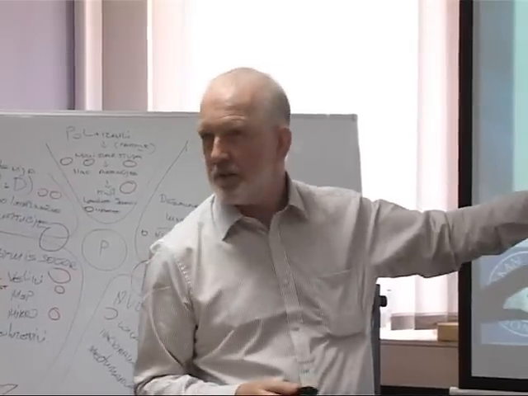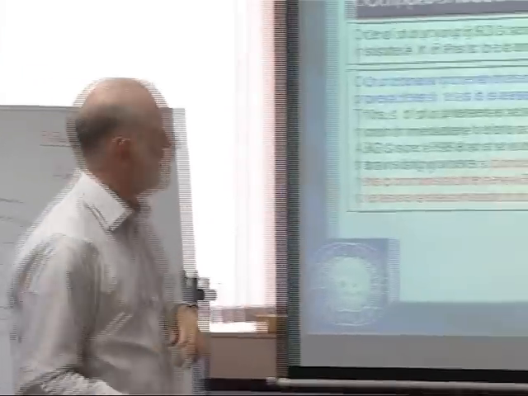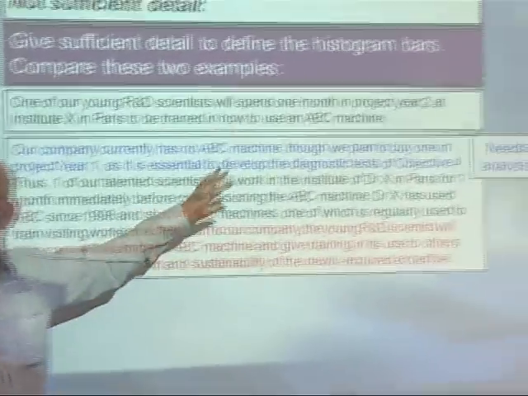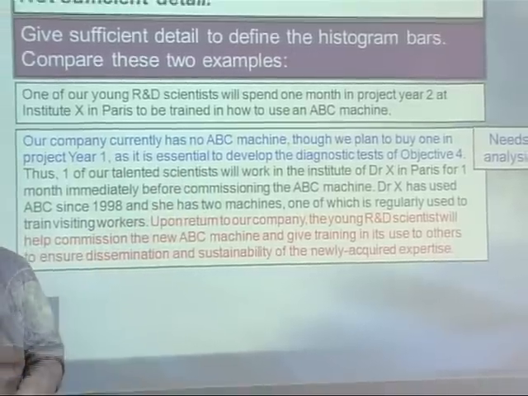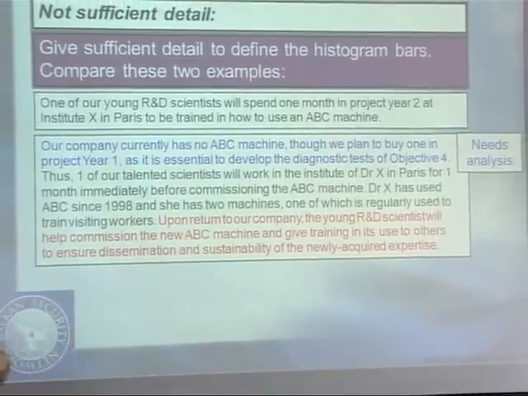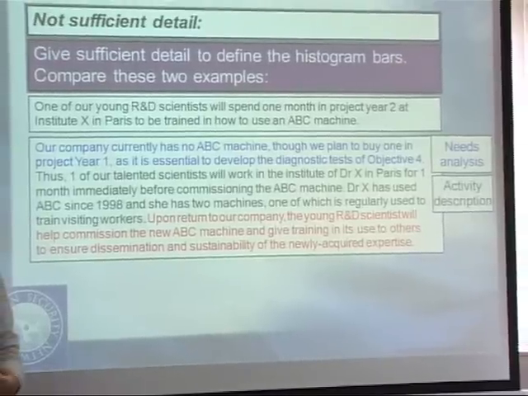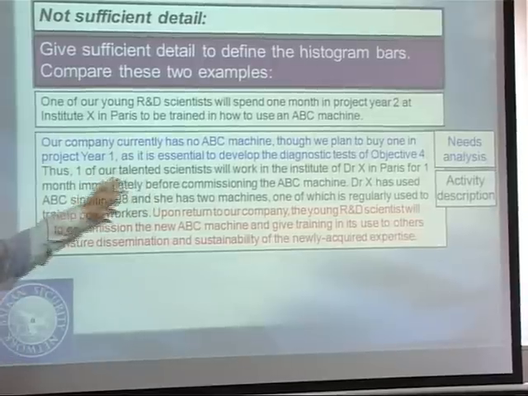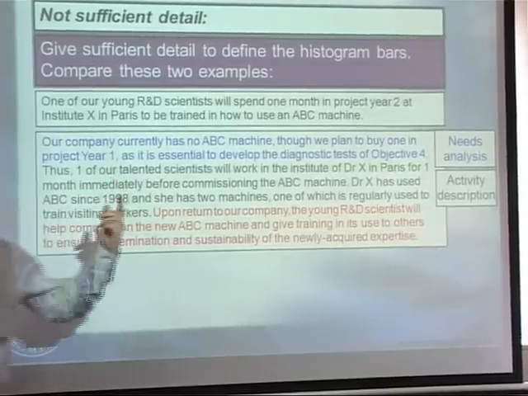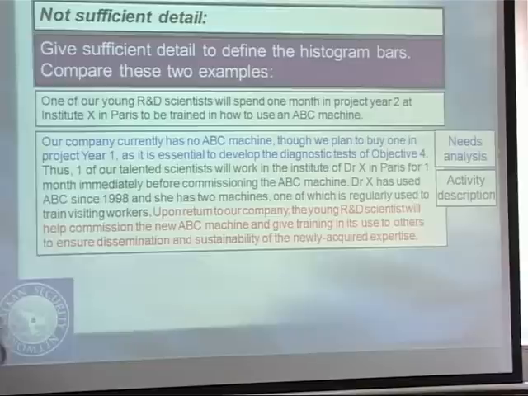Now, I've put those texts in different colours. The text in blue, this is our needs analysis, providing the justification for the training visit. The text in black is a detailed description of the activity itself, with the evidence to show that it's going to be good quality.